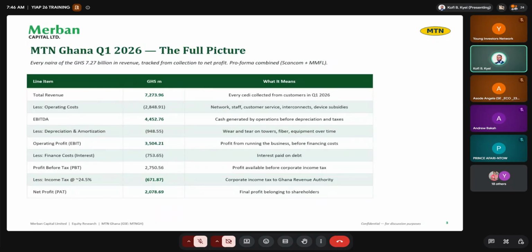So right after the total revenue, you have the operating costs. It comes in network, the staff, customer service, interconnects, device subsidies, every cost that is used to generate the revenue. Then down below it is the EBITDA. That comes to 4.4 billion or 4.5 billion. That's the cash generated by operations before depreciation and taxes. So as you can see, revenue, the money that comes in, the costs involved in generating the revenue. Then you come to what is left.